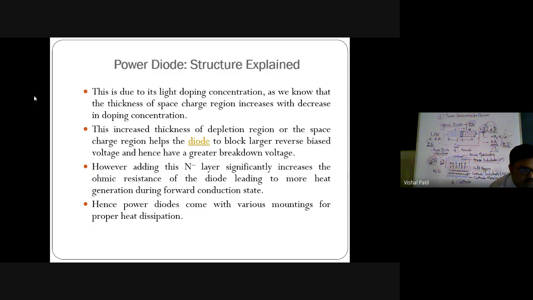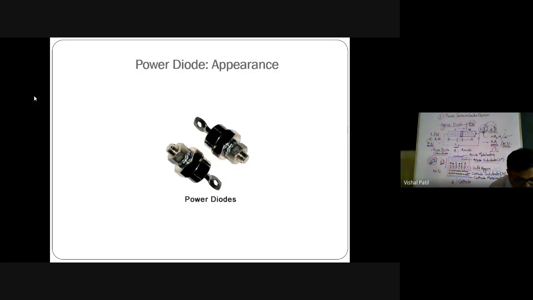So to protect and to get rid of that heat dissipated during the forward conduction, we need to employ the heat sink along with the power diode. Generally the appearance of a power diode will be like this.